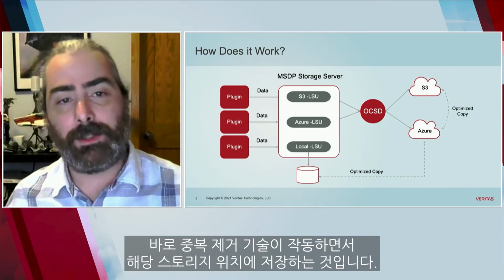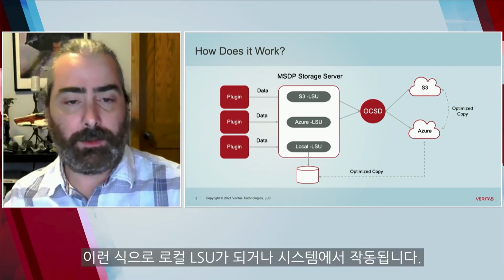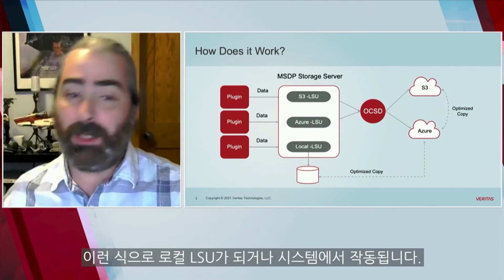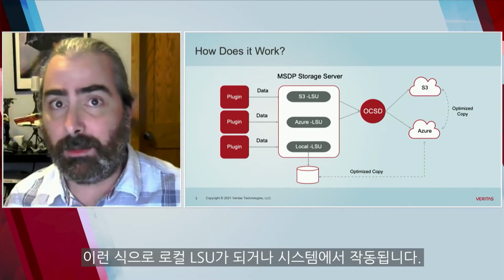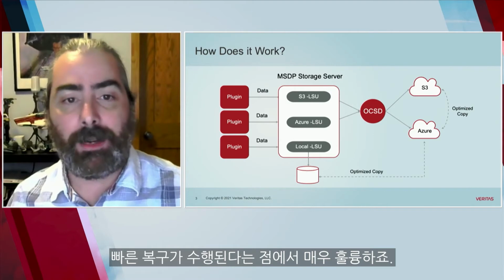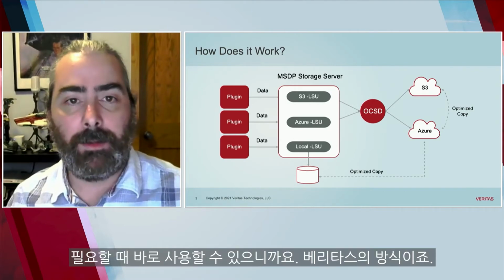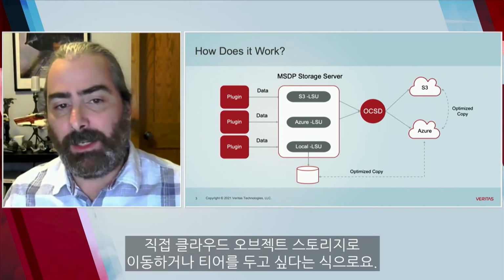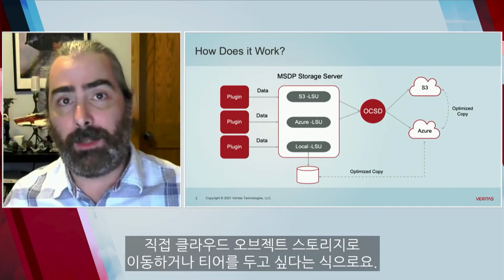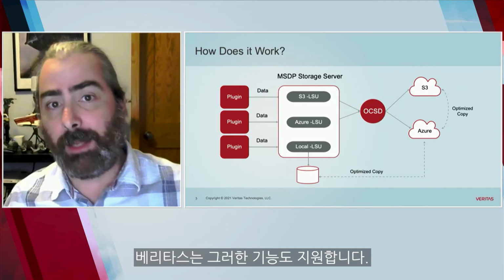And what that does is it will go in and store this into the storage location. And this could be a local LSU. This is just on disk on the machine. It's nice and great to have there. It's fast recovery. It's right there when you need it, that sort of thing. But you also might find that maybe I want to go directly to cloud object storage, or maybe I just want to tier to that. Those are the things we can do.